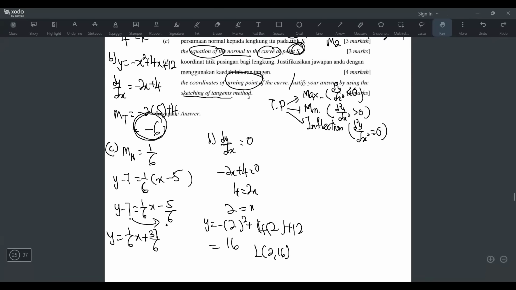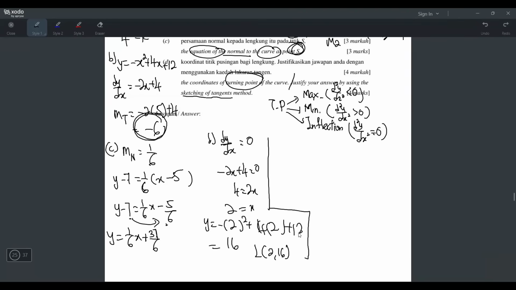But since the question asks us to justify using the tangent sketching method, then you have to show the working for the tangent sketching method. Otherwise, you won't get full marks, right? But I just want you to know that we all already know it's maximum. We are just pretending we don't know because we have to show them the working to get full marks, right? Because that's what the question requests us to do, the method, right? But we actually know already it's maximum, right?